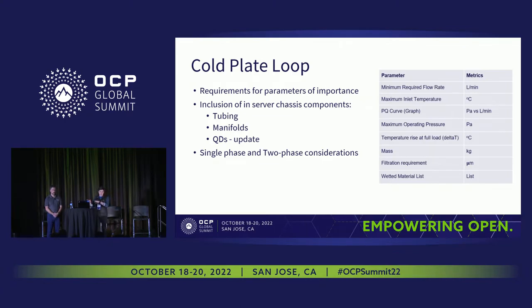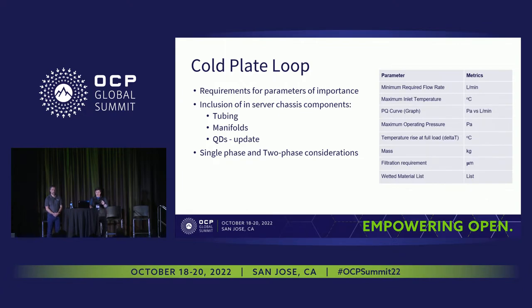And if you look on the right-hand side, we identified those parameters of importance around flow, pressure, temperature, some filtration, materials, but now we want to build on that in revision 2 and start to include some of the ancillary components such as tubing, manifolds that might be distributing flow across various components within the chassis, and then certainly quick disconnects. With regard to the tubing, we might have rigid or flexible tubing considerations around straight bore versus corrugated, convoluted, that are all going to influence these parameters of importance.